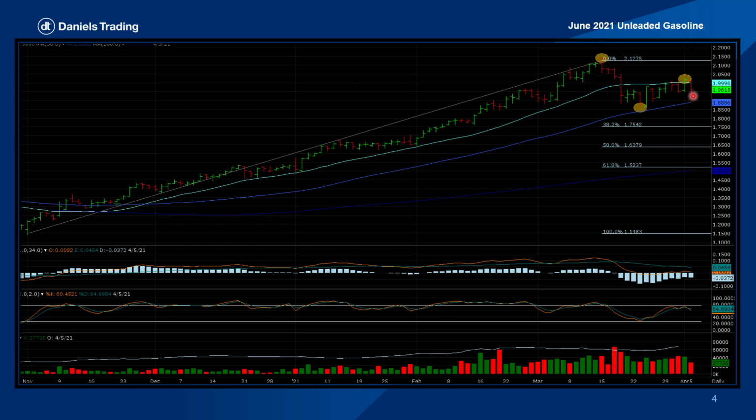If that does set up, I'll send out a trade recommendation to get short with the trading plan details, the stop loss and target. Because this is a volatile market, we're going to want to use stop losses or maybe look to the options market with puts or a put spread to trade this opportunity.